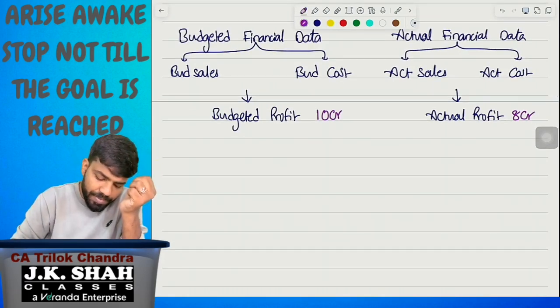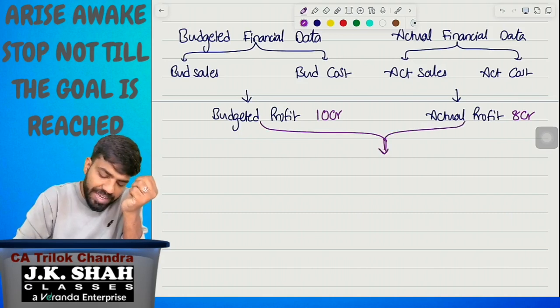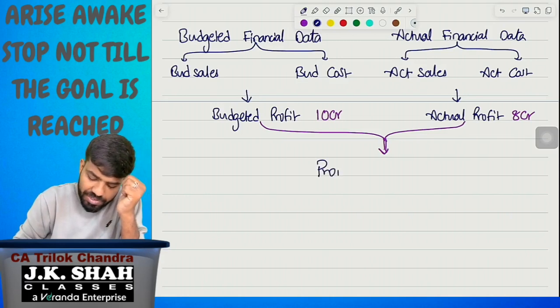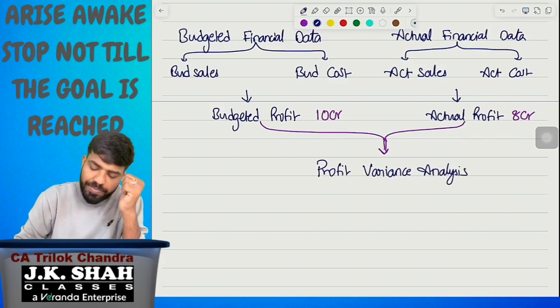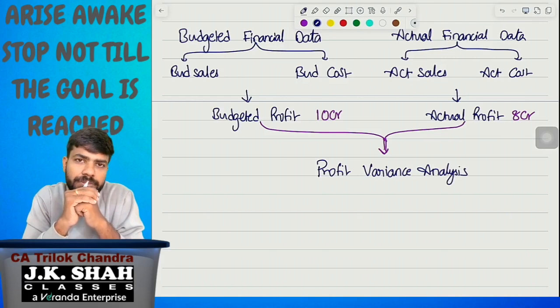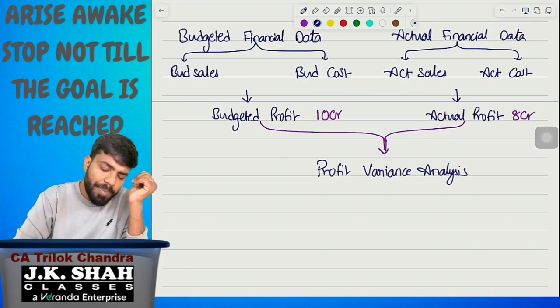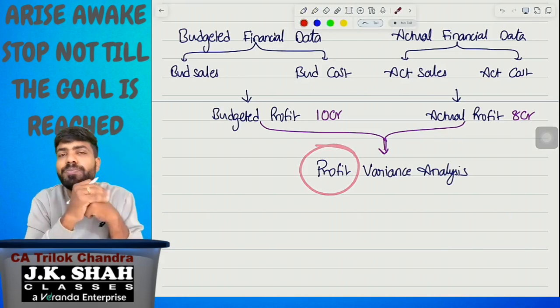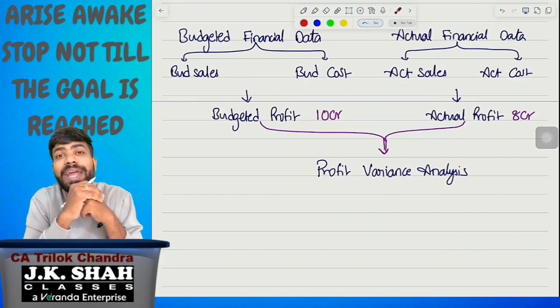So please understand. If you reconcile these two, we'll be calling it the profit variance analysis. This reconciliation is called the profit variance analysis. Have you understood this, all of you? Now, the point is, why does the profit get varied? See, we need to understand one more thing. Why is there a difference in profit? How come the 10 crores become 8 crores?